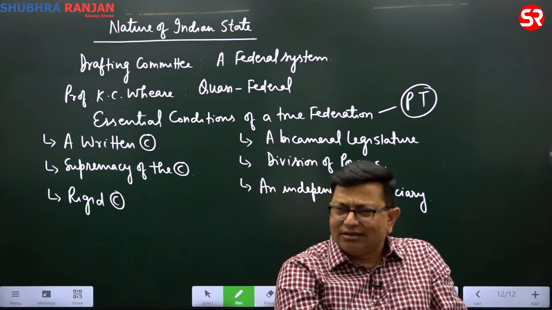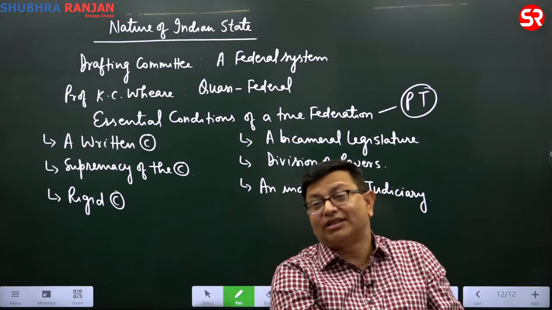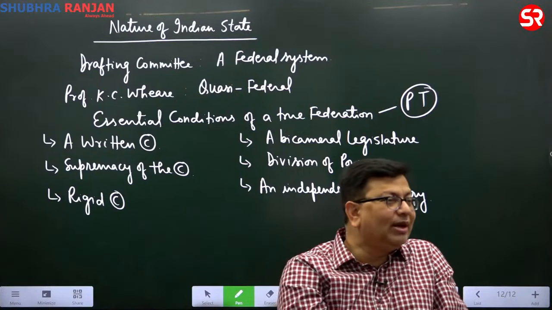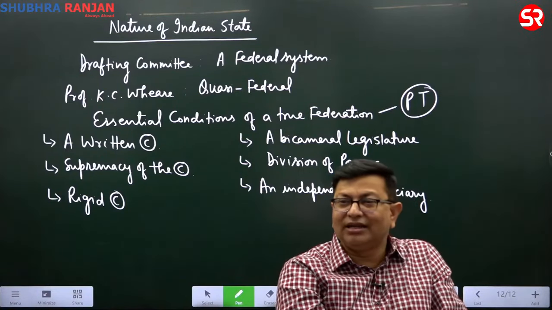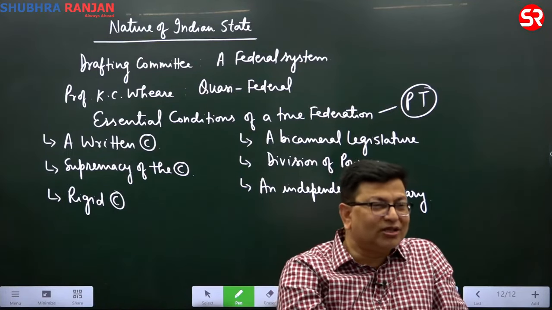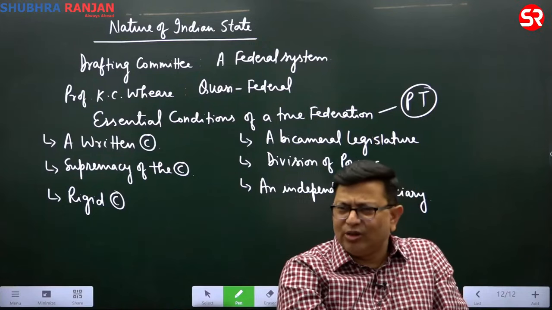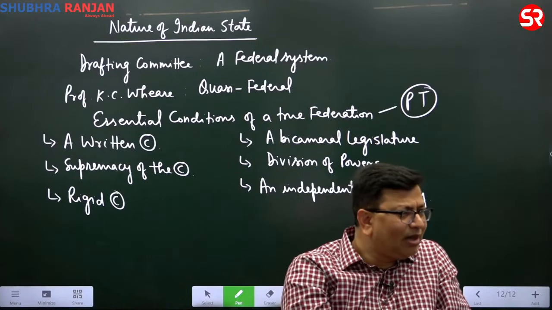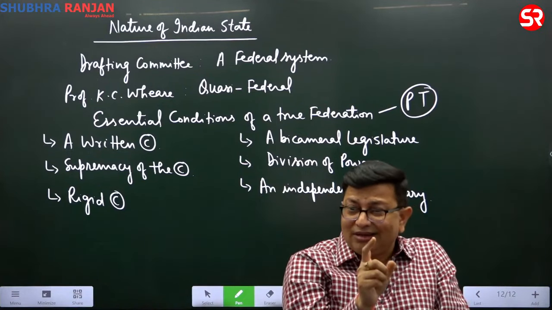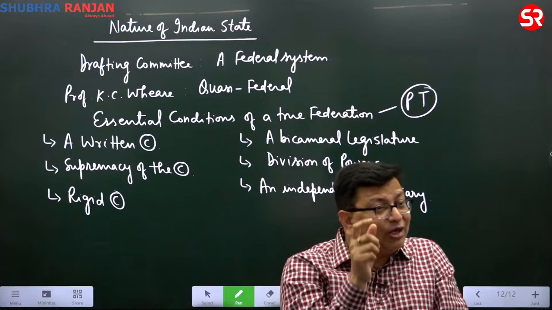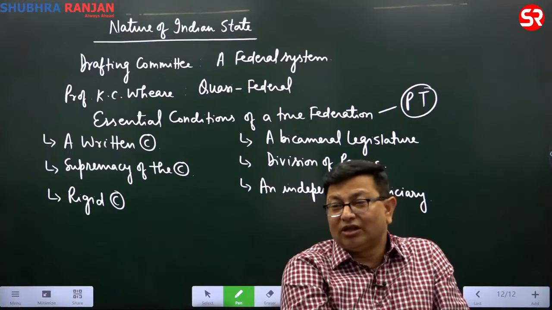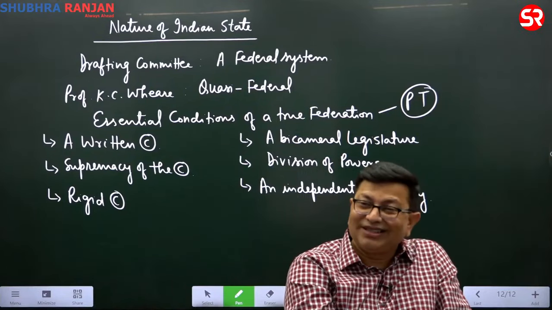Not only this, if you analyze the three lists, more subjects and more important subjects are there in the union list. In the concurrent list also, both the union government as well as the state government can make laws. But if the central government as well as the state government make a law on the same subject, it is the union law or the central law that prevails.